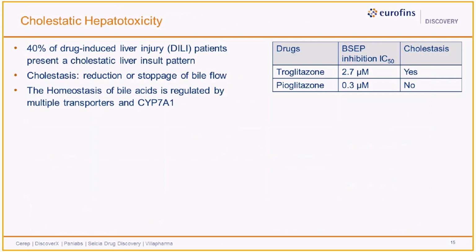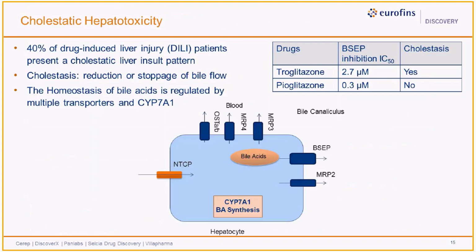There is a story from two drugs that block BSEP, troglitazone and pioglitazone. Both are type 2 diabetes drugs. Troglitazone was removed from market in 2000 due to DILI caused by cholestasis. Pioglitazone is still on market and considered a safe drug to treat diabetes. Pioglitazone is a more potent BSEP blocker than troglitazone, but it does not cause cholestasis in clinic.